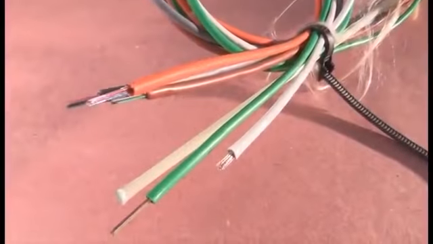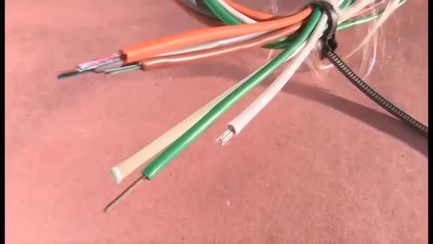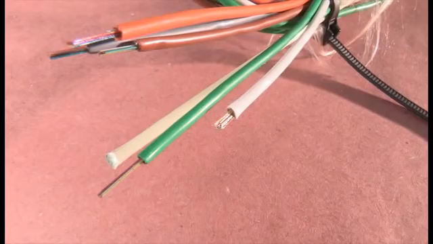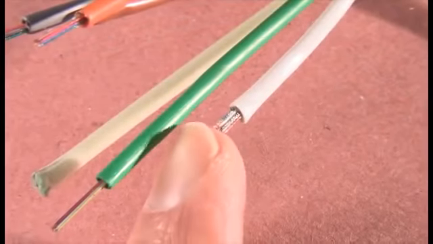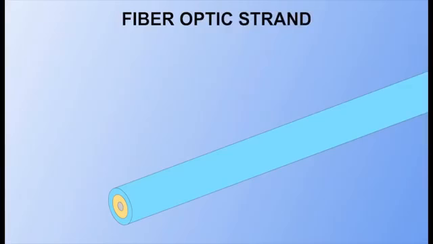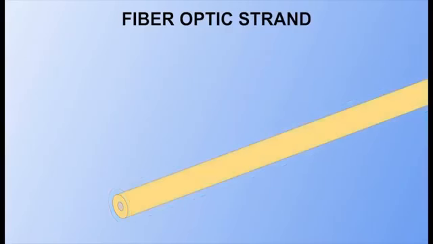Fiber optic lines are thin, flexible, transparent strands of optically pure silica glass or plastic used to transport digital data via a light source. These strands are typically smaller in diameter than a human hair. A fiber optic strand consists of multiple layers.